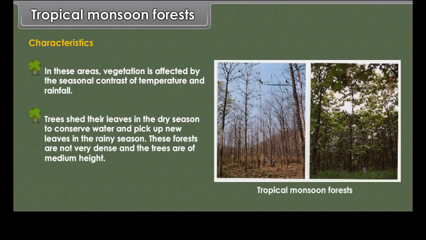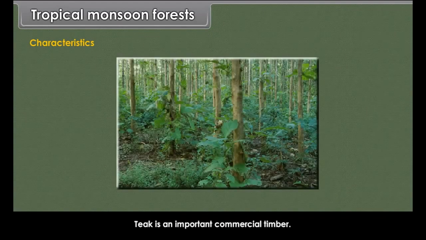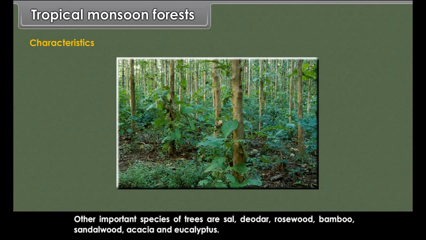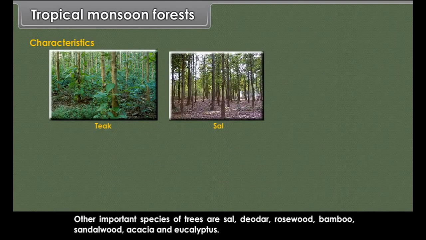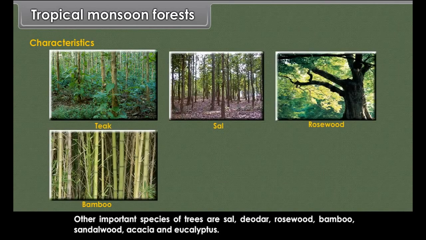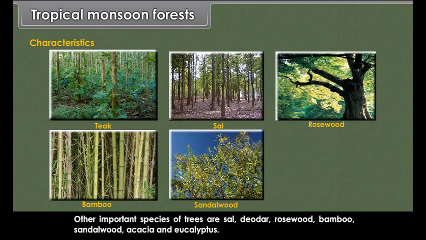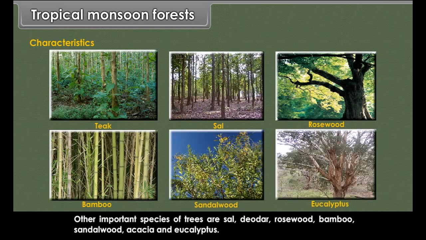Trees shed their leaves in the dry season to conserve water and pick up new leaves in the rainy season. These forests are not very dense and the trees are of medium height. Teak is an important commercial timber. Other important species of trees are sal, deodar, rosewood, bamboo, sandalwood, acacia and eucalyptus.